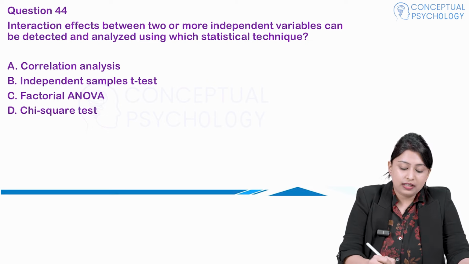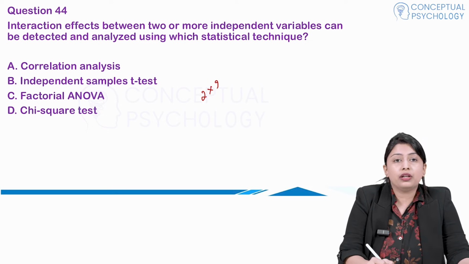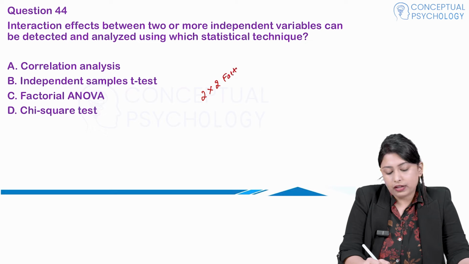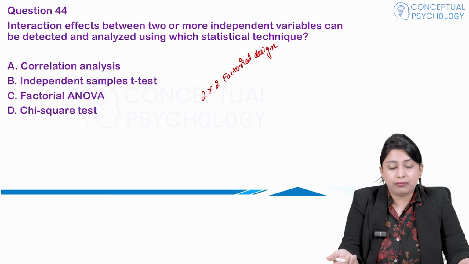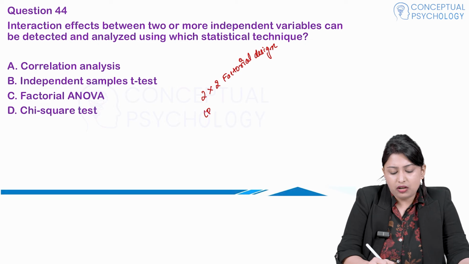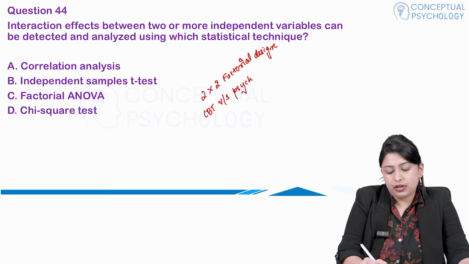So what could be the example here would be the 2 into 2 factorial design. Right. It is used to study the effects of the therapy type. Let's just say we are looking at CBT versus psychodynamic.